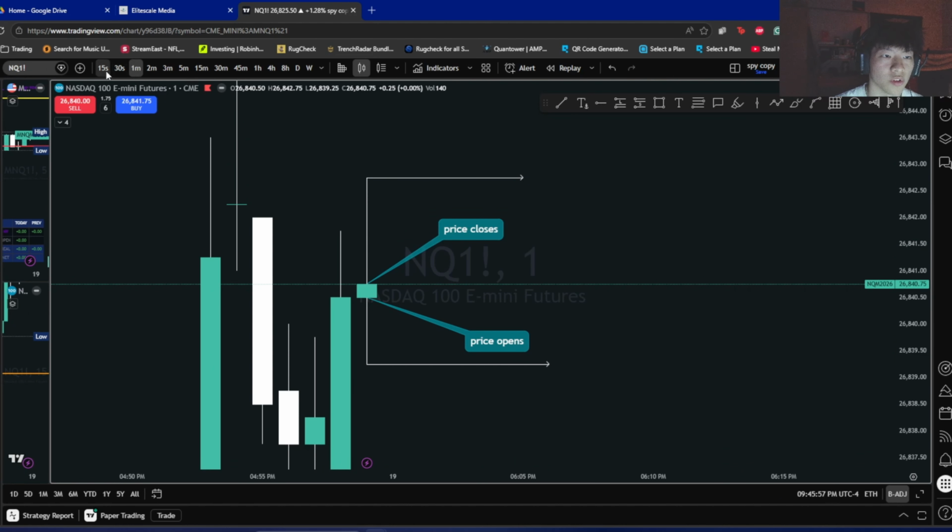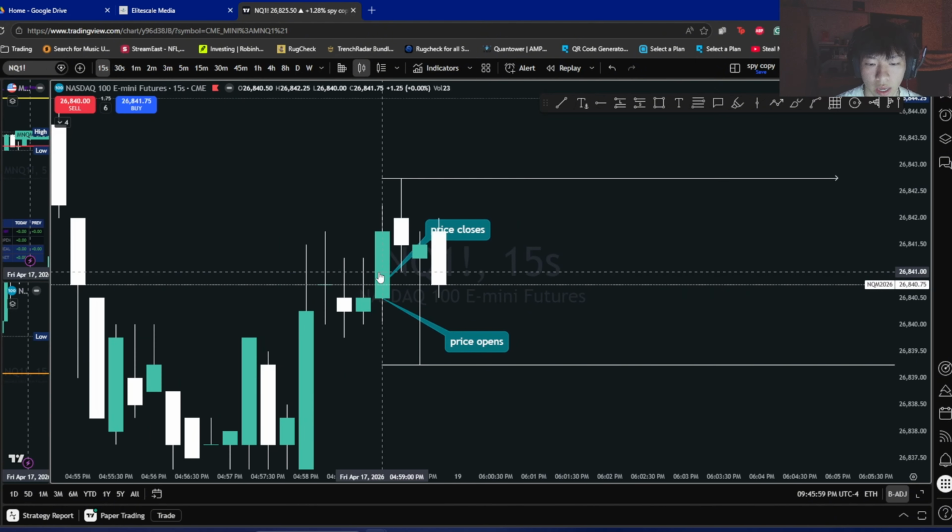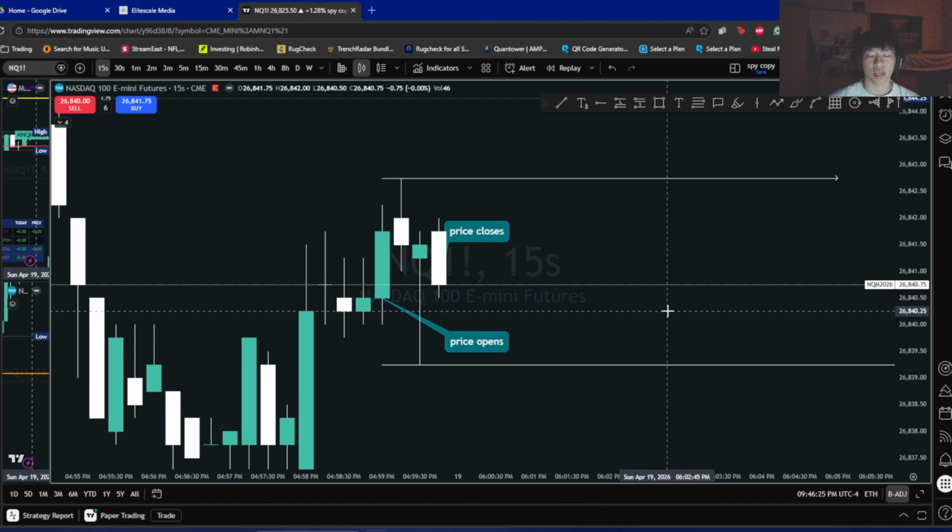Let's take a look at the 15 second. The 15 second starts with this candle right here. So you can see price opens exactly where this 15 seconds starts. There's 4 15 seconds in a minute. So we have this 15 second start right here. Within the 1 minute, this 15 second created this high right here, created the low right here. And we can see price closed. You can see how it aligns. It's just a little off. Price closes right here. You see how everything aligns?